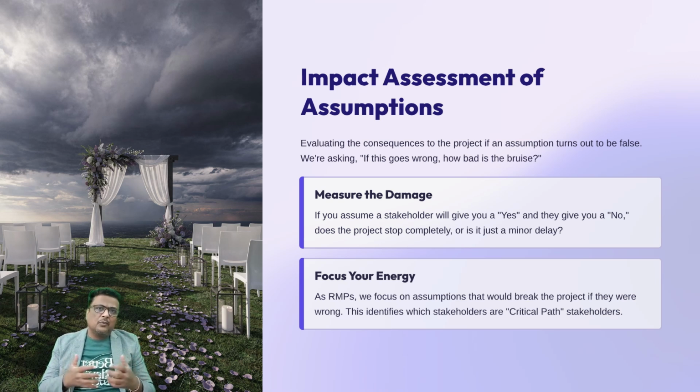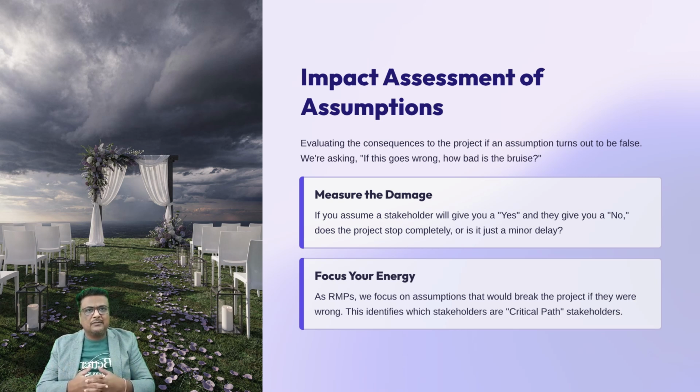Imagine you assume it won't rain during your outdoor wedding. The likelihood might be low, but the impact of a downpour is huge. Everyone gets soaked and the cake is ruined. In project terms, if you assume a stakeholder will give you a yes and they give you a no, does the project stop completely or is it just a minor delay? As RMPs, we focus our energy on the assumptions that would break the project if they were wrong. By doing this, we identify which stakeholders are critical path stakeholders.